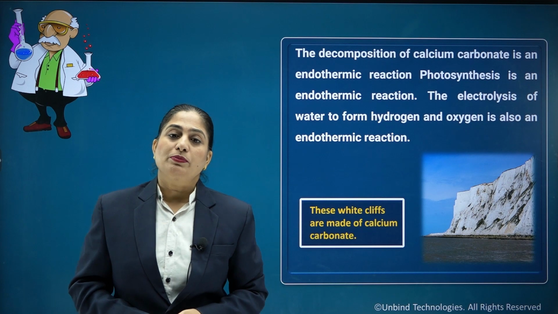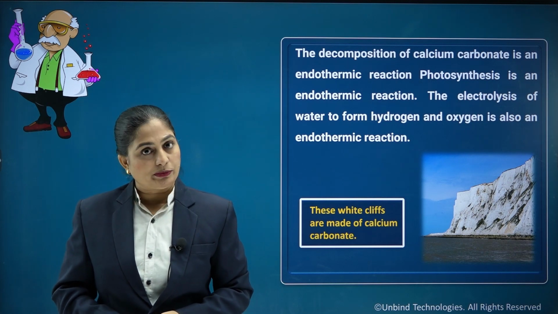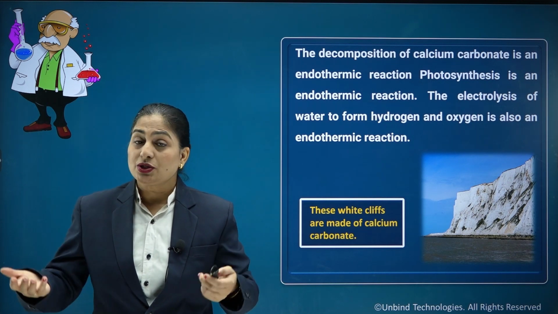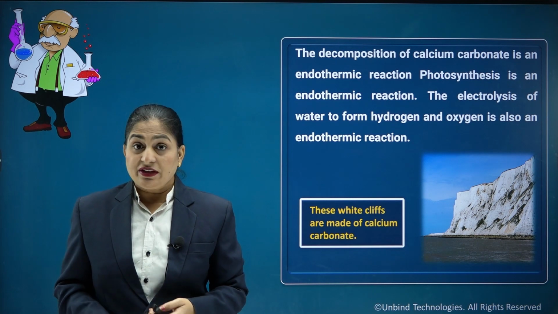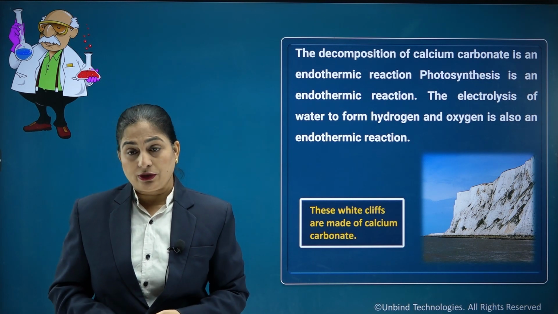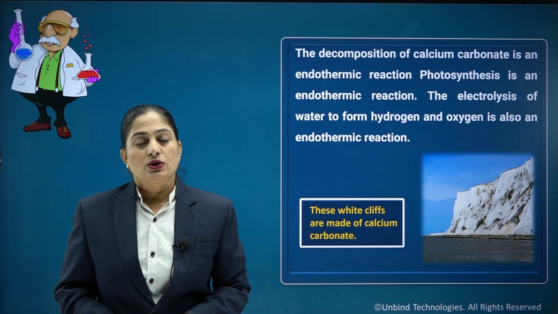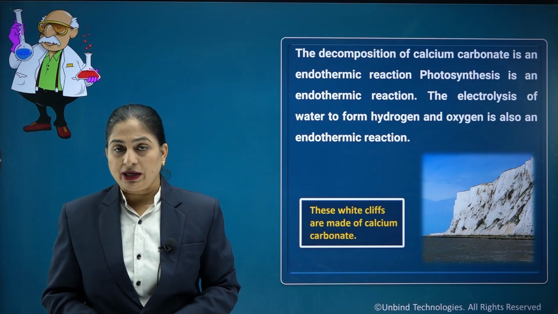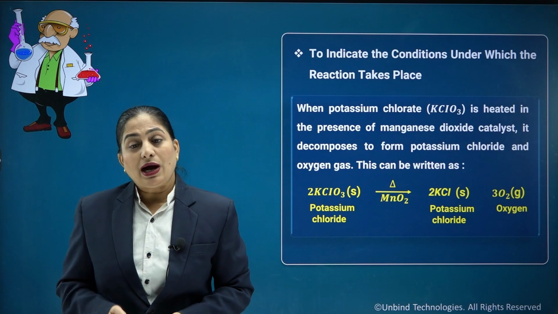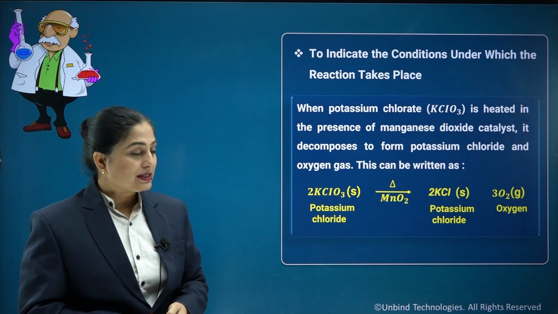For example, decomposition of calcium carbonate is an endothermic process. Photosynthesis is also an endothermic process. Even electrolysis of water is an endothermic process, where we pass electric current to break water molecules. So, all these are examples of endothermic reactions. Now, how do we indicate the conditions? Let us discuss an example.